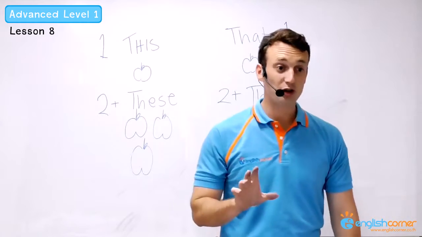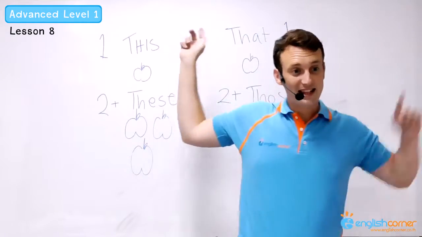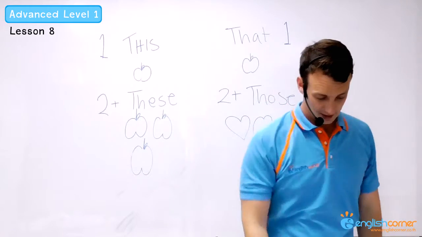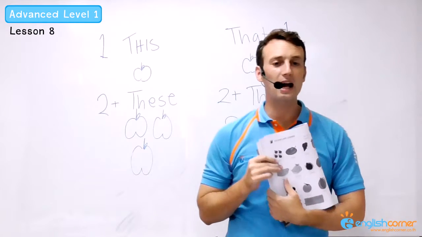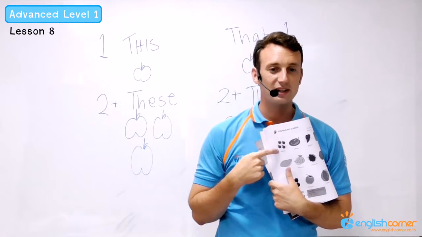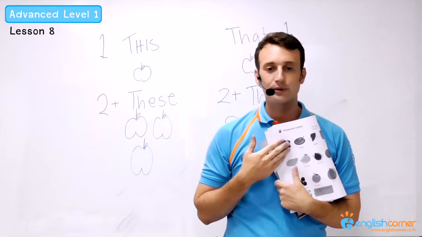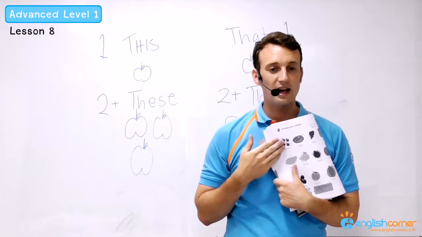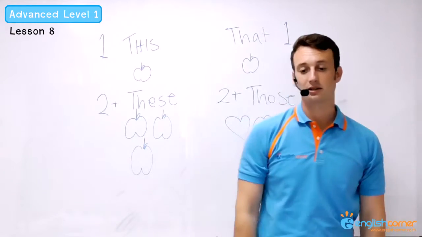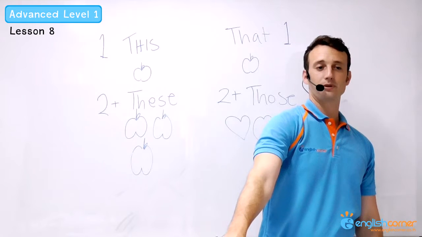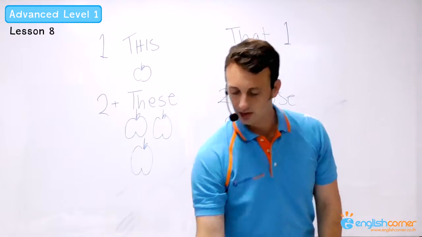So, let's use our new words. These, those, this and that. Okay? So, the first picture. How many apples are there? 4 apples. So we can say these apples. Now take your book and put your book over there. Those apples. Okay, next.